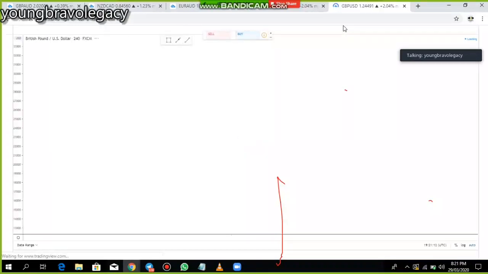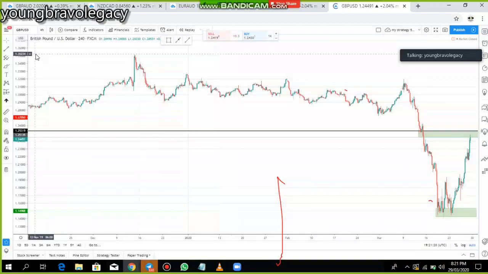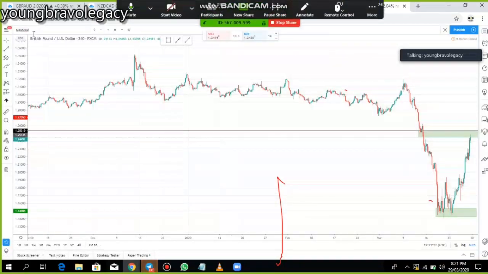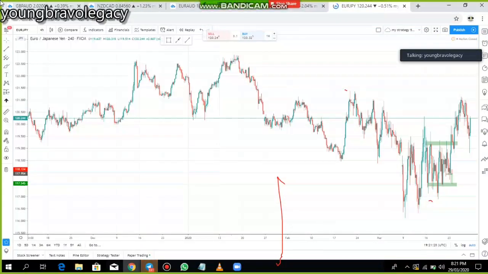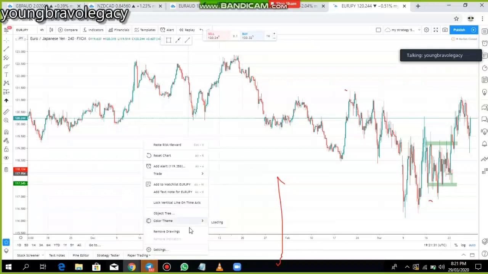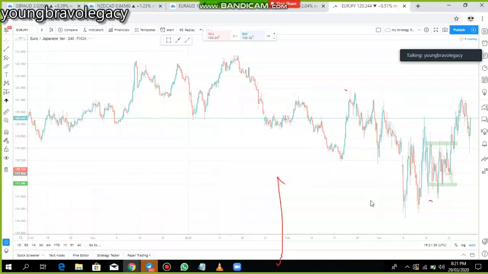Wow, someone posted EURJPY. That's my currency pair. JPY pairs are very, very good pairs to trade, guys. You can put them in your watch list. Wow, this is a lot of business happening on JPY. EURJPY. So let's go to 1 day.